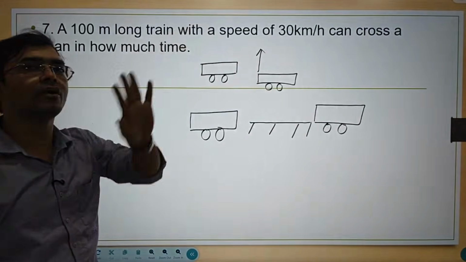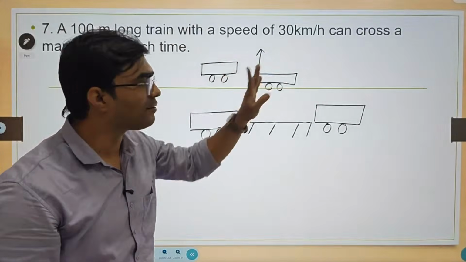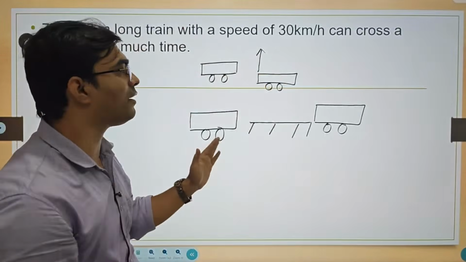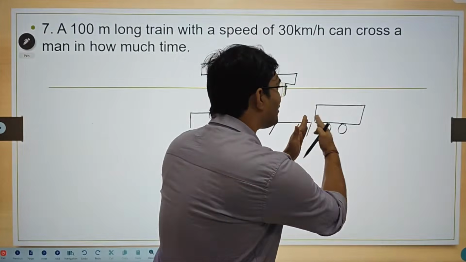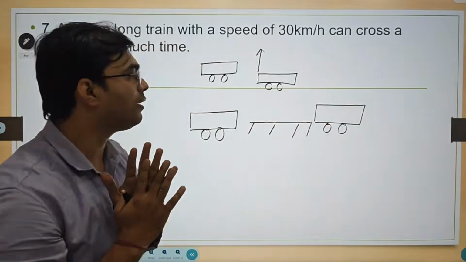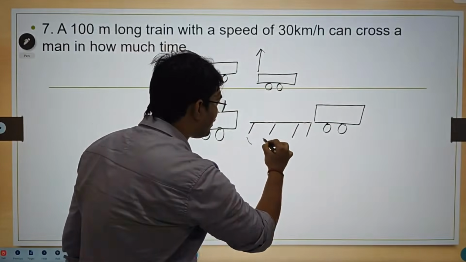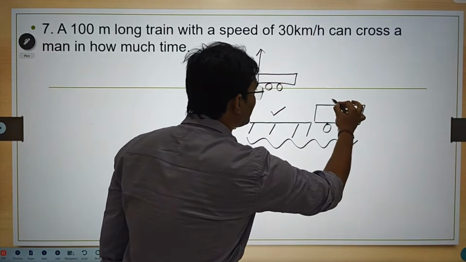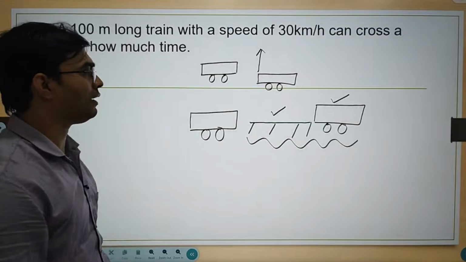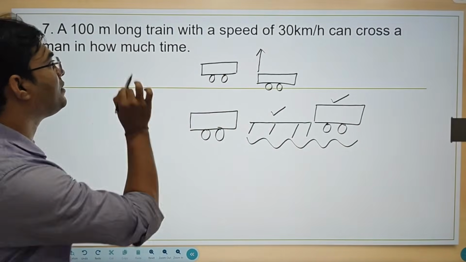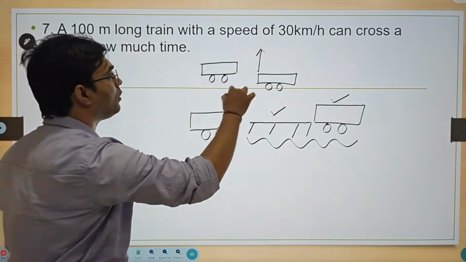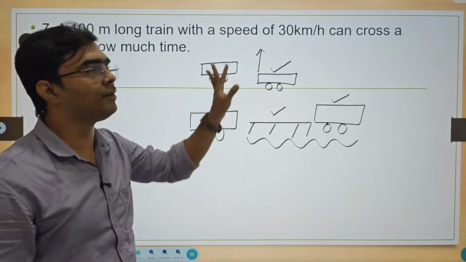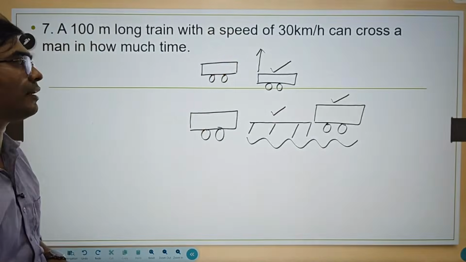Train is crossing a man. What is the meaning of that? Train is crossing itself. But when I say that the train is crossing a platform, it means the train is crossing the platform as well as crossing itself. What is the distance here? In this case, the distance covered will be equal to the length of the platform plus the length of the train. In the first case, the distance traveled by the train will be equal to the length of the train itself, because the train is crossing a single person. That length we cannot take.